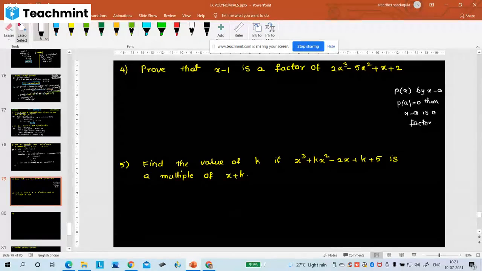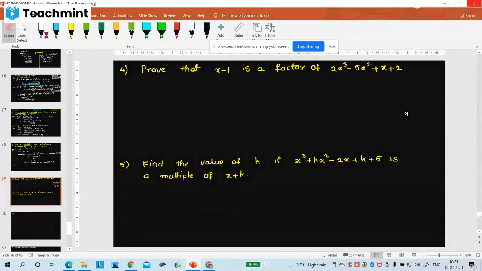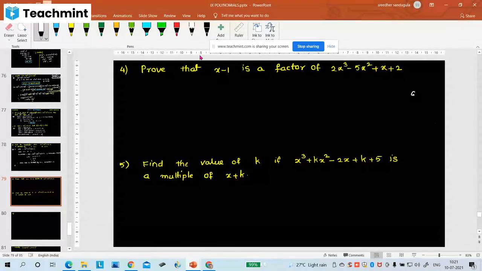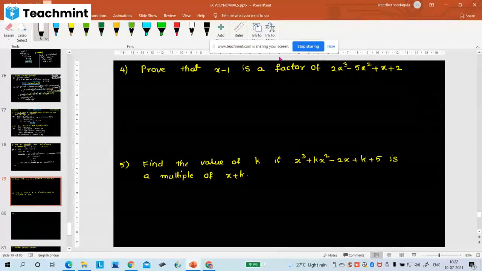Even in the case of whole numbers, in the number system also, it is the same. If you divide any number by any other number, let me explain here. For example, you divide 6 by 2. Here you have got the remainder 0. Since the remainder is 0, what do we say? 2 is a factor of 6. So in the case of polynomials also it is the same. If the remainder is 0, then the divisor is called a factor.